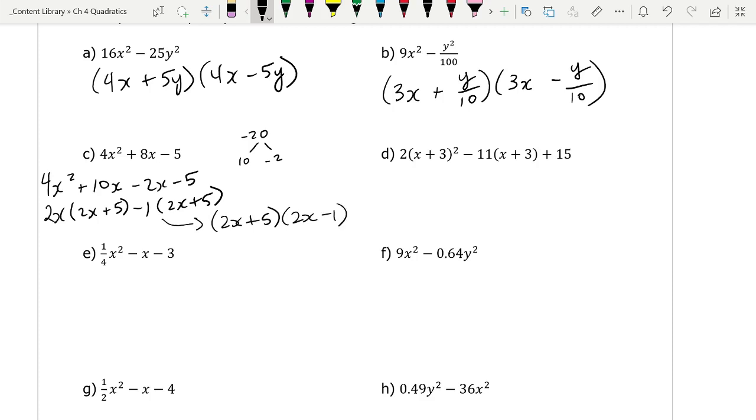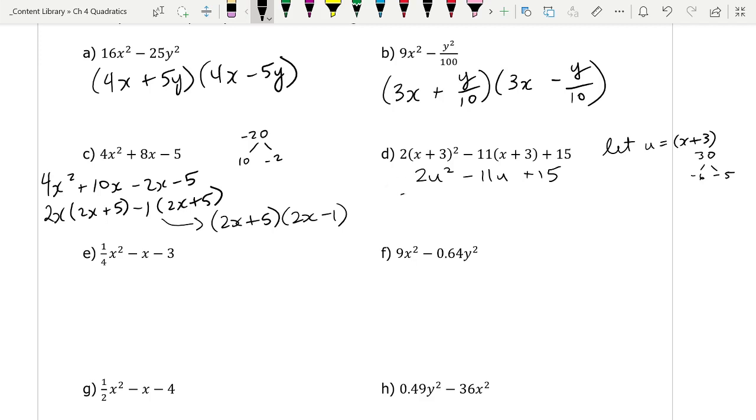What do we do with D? Well, how about with D, we do a substitution. Let u equal x plus 3. So now, this is 2u squared minus 11u plus 15. Okay, so let's factor that. What two numbers times to make 2 times 15 is 30, two numbers that times to make 30 that would add up to make negative 11? Negative 6 and negative 5.